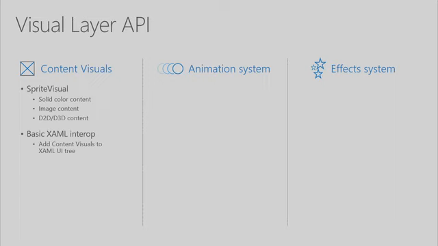So if I now recap through each area, there's a series of APIs that you will have encountered if you've played with the visual layer. We have sprite visuals. We have the ability to do simple interop with XAML. And then on the animation side, keyframe animations and expression animations.